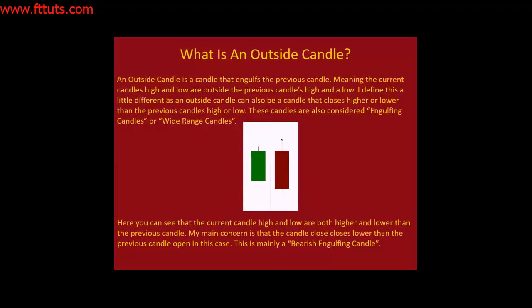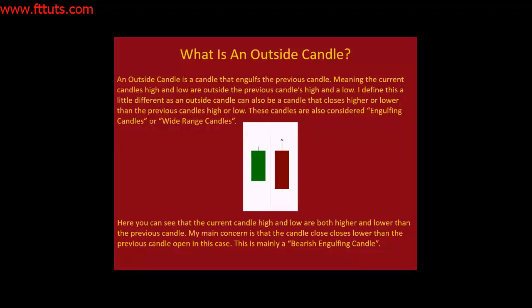What is an outside candle? An outside candle is a candle that engulfs the previous candle, meaning the current candle's high and low are outside the previous candle's high and low. I define this a little differently, as an outside candle can also be a candle that closes higher or lower than the previous candle's high or low. These candles are also considered engulfing candles or wide range candles.